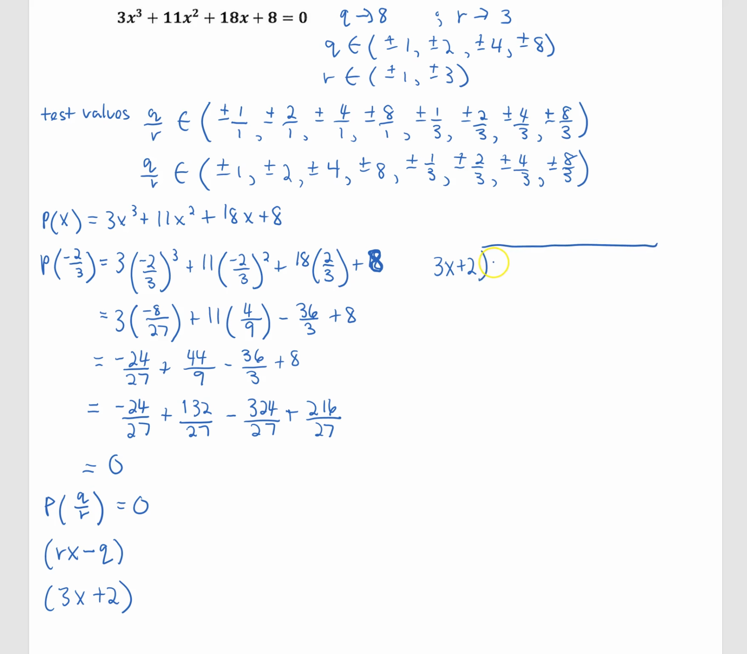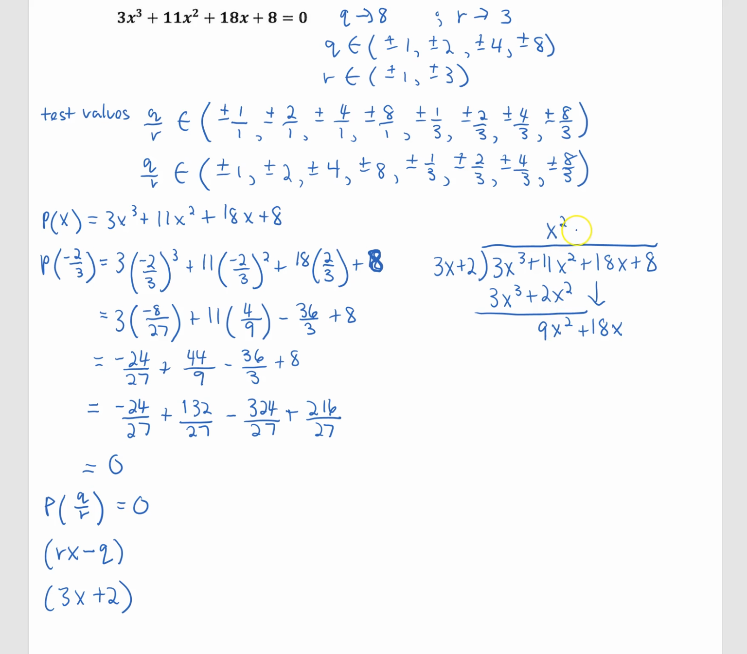So I'm dividing our function, our equation, 3x cubed plus 11x squared plus 18x plus 8, dividing that by 3x plus 2. So to get 3x cubed, we multiply 3x by x squared. X squared times 3x is 3x cubed. X squared times 2 is plus 2x squared. Subtracting that, this cancels out. 11x squared minus 2x squared is 9x squared. Pull down a plus 18x.